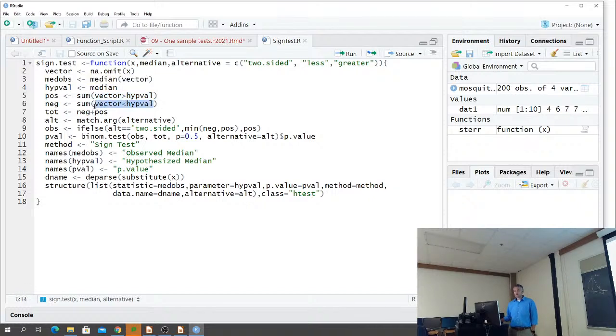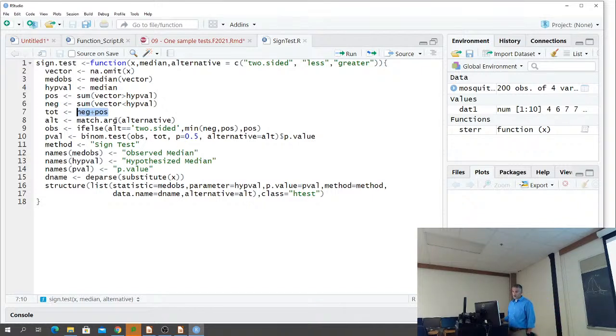We're going to do the same with the values that are below our hypothesized value. Note in these, we don't have an equal sign. We're going to ignore all the values that equal our hypothesized value. And then what we'll do is take a total number, the negative plus our positive values, to get our total. That's going to be our out-of number that gets passed on to our binomial test.